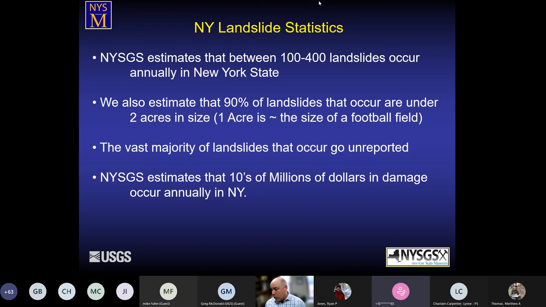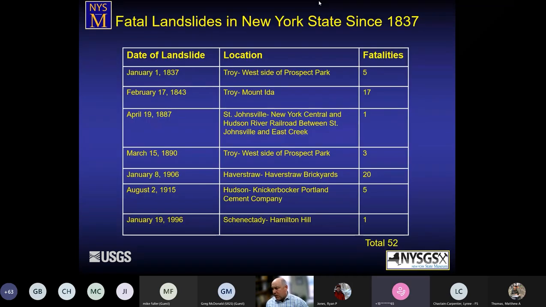They're on private property. We're not regulated. We're prohibited from working on private property. Again, a lot of these go unreported, but we know that they cause many tens of millions of dollars worth of damage annually, whatever the process may be. And again, some of these landslides in New York are fatal. So we've had a total of 52 fatalities since they've been recorded. Again, most of these locations are in the Hudson Valley. And many locations, I'll circle back to some of these sites a little bit later in the talk.